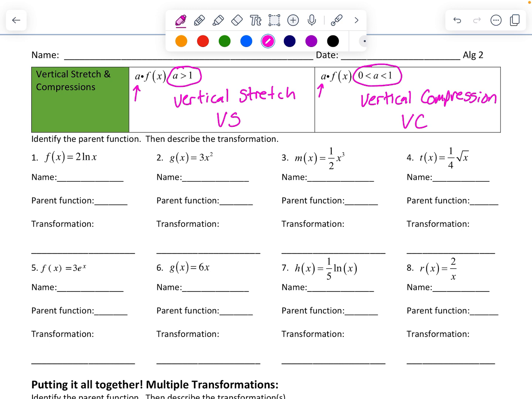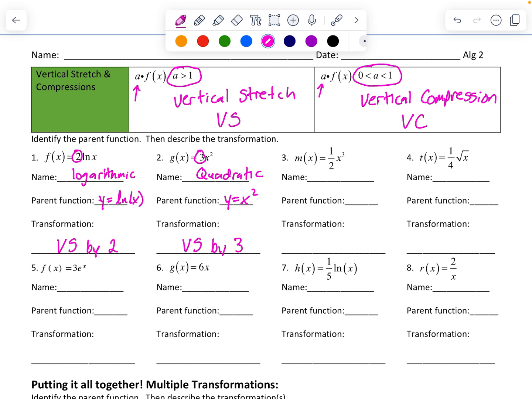So first we're going to identify the parent function. So I see an ln, so that tells me it's a logarithmic. Parent function being ln of x. Transformation, I see a 2 in the front. So 2 is greater than 1, so that's a vertical stretch by 2. Number 2, I see an x squared, so it's a quadratic. So y equals x squared is my parent function. And the 3 in the front of it is again bigger than 1, so it's a vertical stretch by 3.